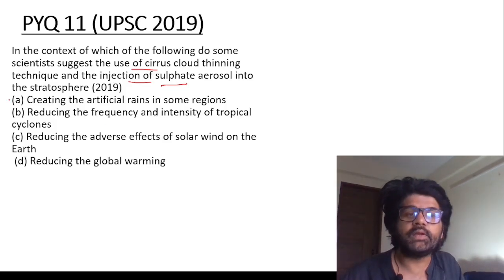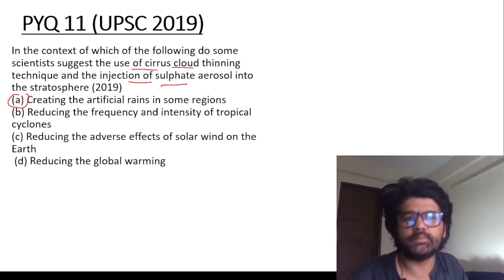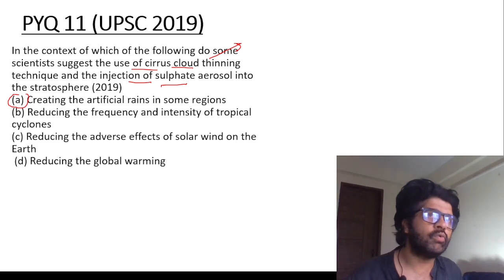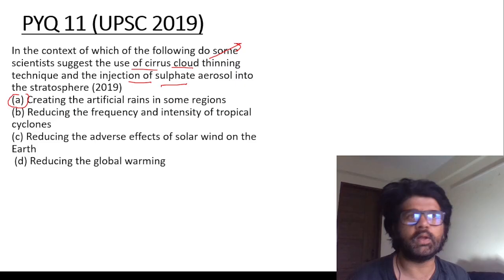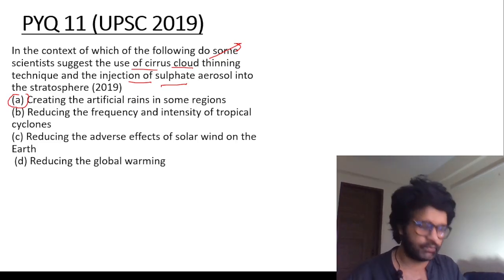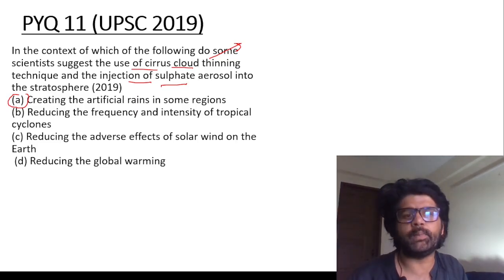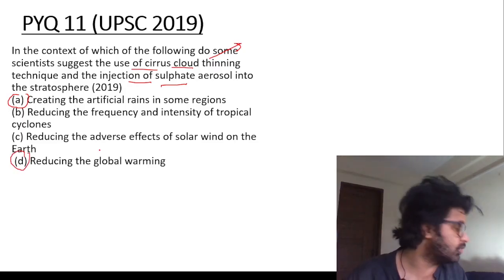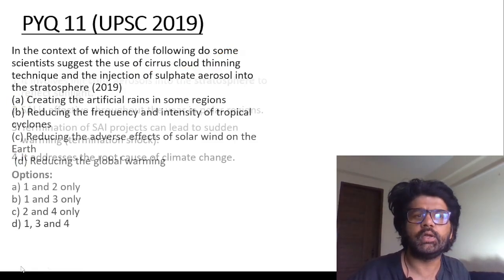So many people ticked A. I have told you this is not about A, cirrus cloud thinning, because they saw cloud, right? But cirrus cloud thinning we have just discussed. More cirrus cloud, more terrestrial radiation they will absorb and it will not escape into space. It has to escape into space if you want to keep your Earth cooler. So if you thin the cirrus cloud, more terrestrial radiation can escape into space. So the answer is reducing global warming, both the steps. D is the answer, guys.